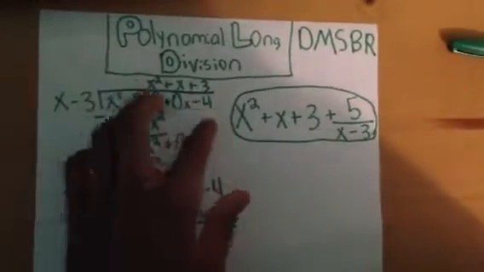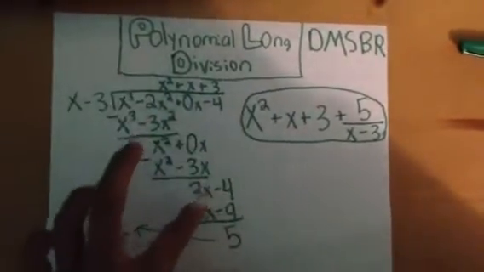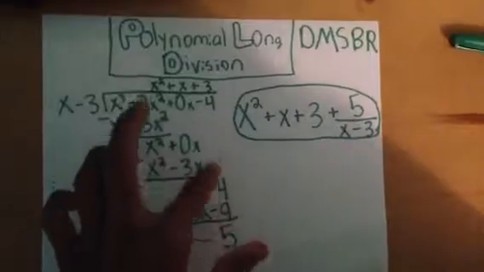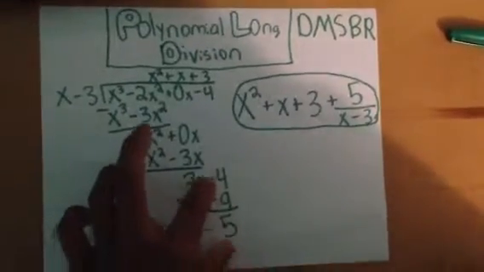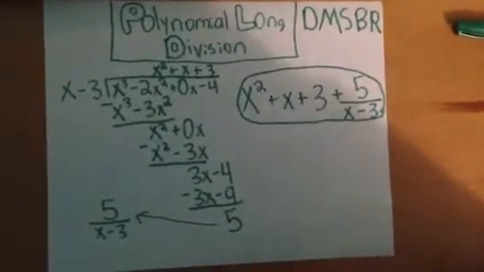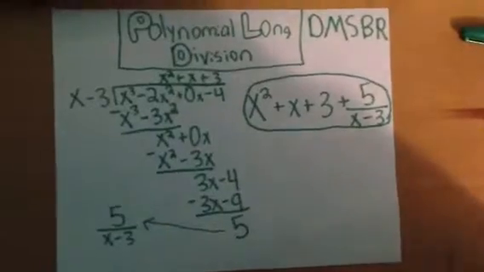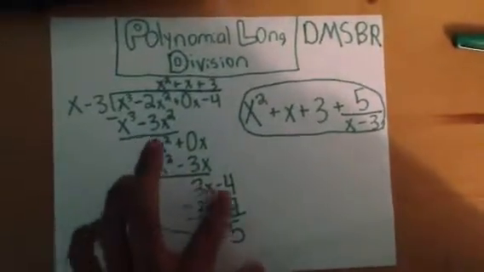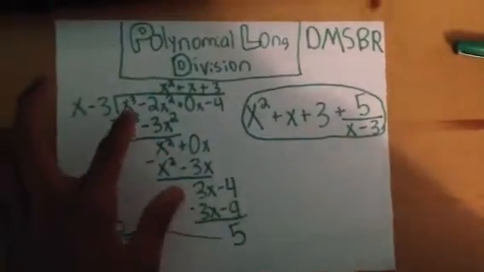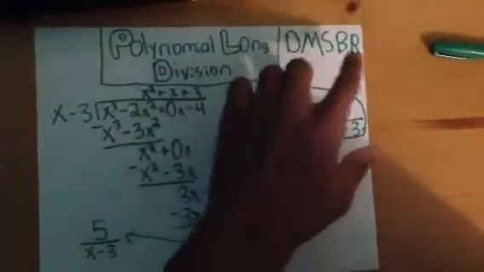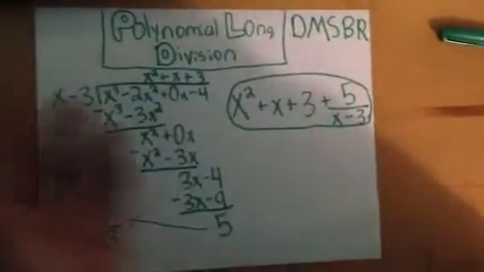Lastly, we bring down. There's something left to bring down, so we're going to bring down the -4. That's our last term, so we won't be bringing down anymore after this, which means our final product is near. 3x minus 4. So now we repeat. That means we start the process once more.